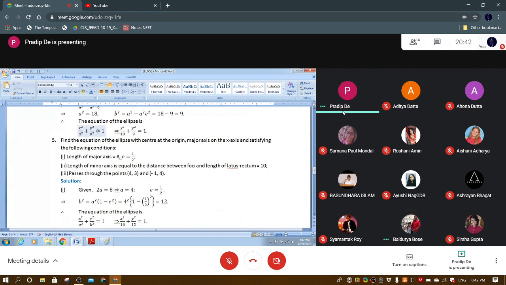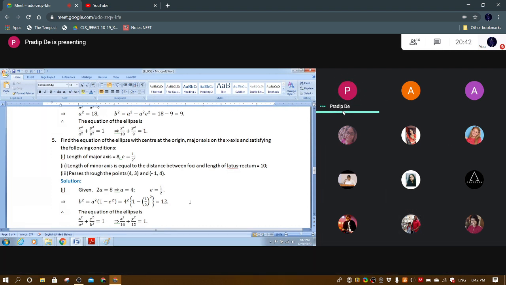Yes, 2c. And what is c? In terms of a, b, e, what is c? Oh, c is root over a square minus b square. c is simply ae. c by a is equal to e, so c is equal to ae. Remember, note it. c is equal to ae. So what is the distance between the two foci?